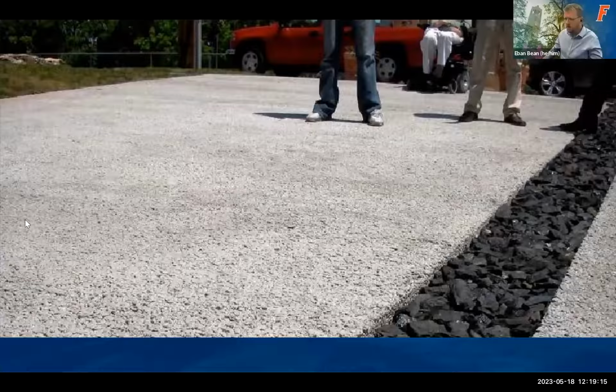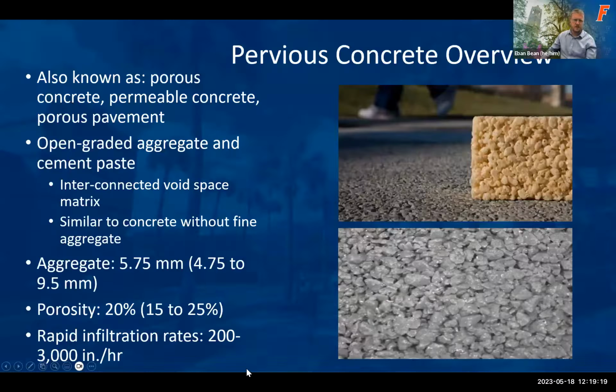So I'm going to try and wrap up here, get through these pretty quickly. So porous concrete. There's a few different terms that are used here, but it's basically referred to as porous concrete, permeable concrete, or porous pavement. But essentially it's the same stuff. It's open graded aggregate with cement paste. And those interlocking aggregates that are bound together create interlocking void spaces that allow water to drain through, and that's how it's done. And you can always identify it because it looks like a Rice Krispie treat.